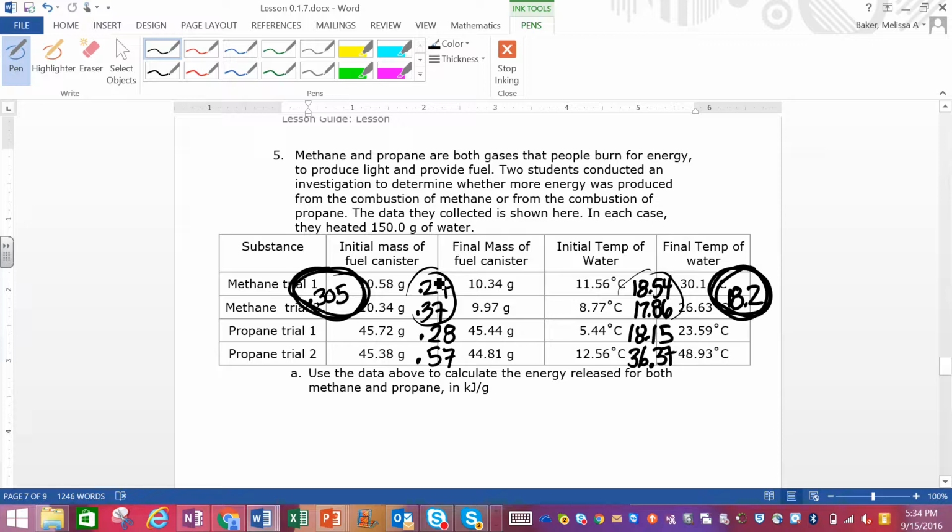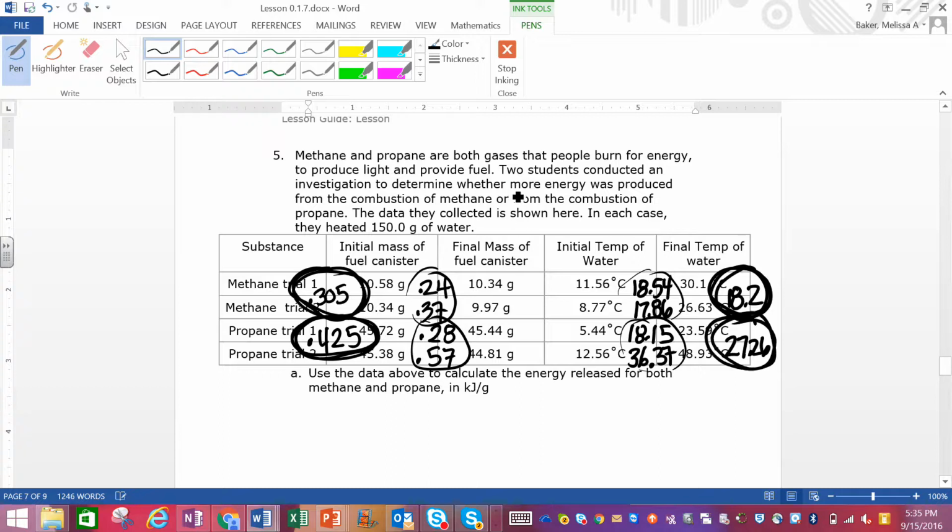36.37. So I'm going to find these averages by adding up these two and dividing by 2. This one comes out to be 0.425. Circle that one a few times. And the temperature change on average, 18.15 plus 36.37 divided by 2 is 27.26.